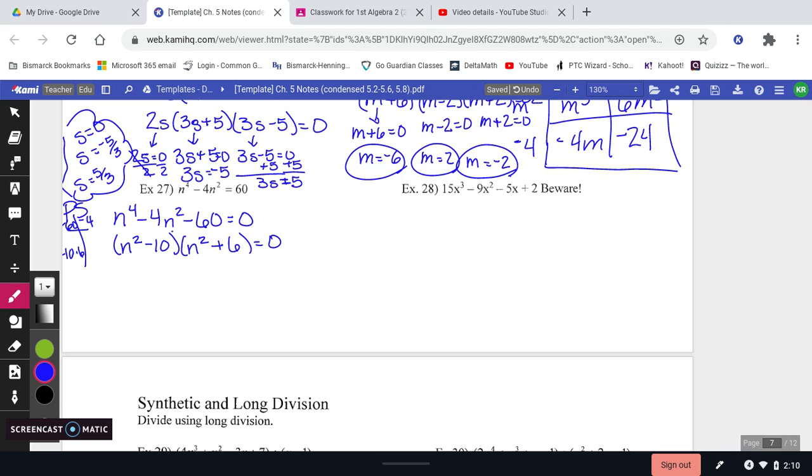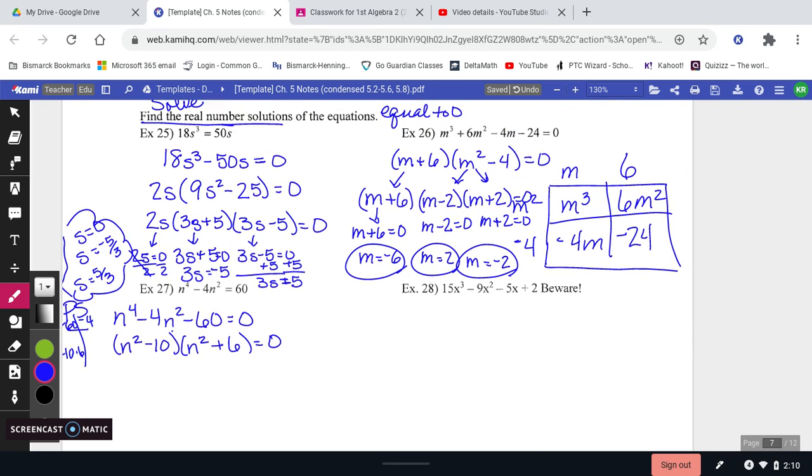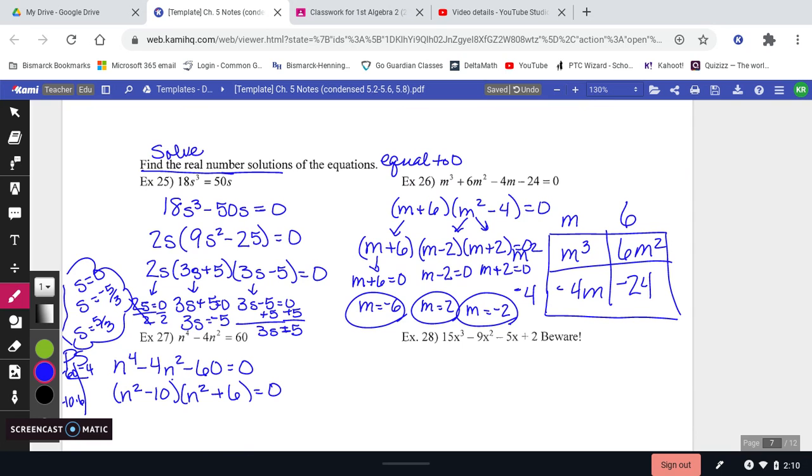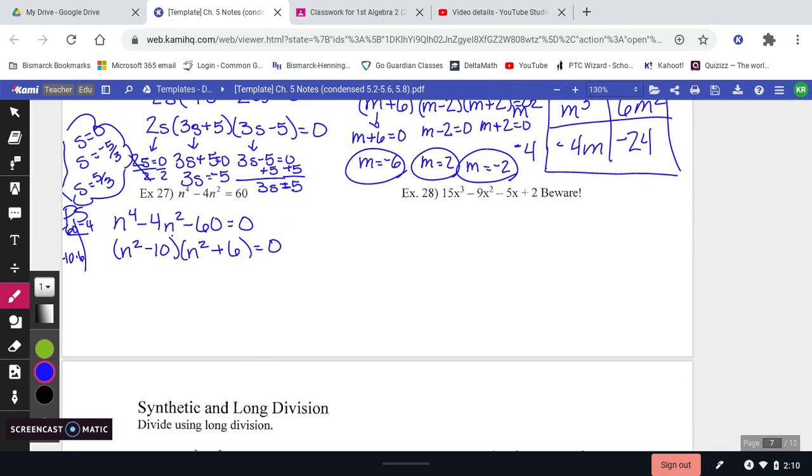This time, if I look at these, I know it's still an n squared, but my 10 isn't a perfect square, so that's not going to factor. Neither is my n squared plus 6. It's not going to factor. But we're supposed to be finding all the solutions. So what you can do is go ahead and put your factor equal to 0, and look what can happen. I'm going to move my 10 over to the other side, and now you can solve using square roots.